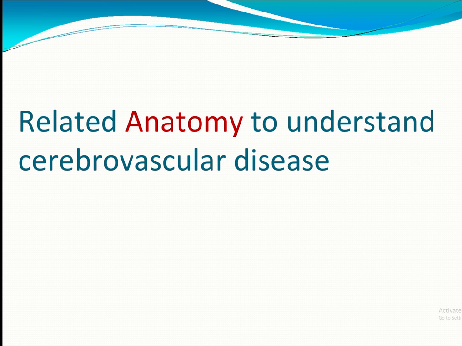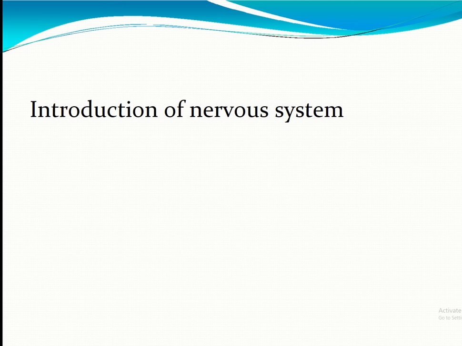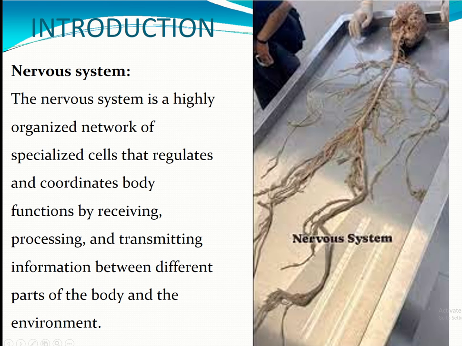Related anatomy to understand cerebrovascular disease. Introduction of the nervous system. This is the central nervous system, and these are the parts of the peripheral nervous system. And this nervous system is supplied by blood vessels. Anywhere blockage of this blood supply causes functional loss of the nervous system.